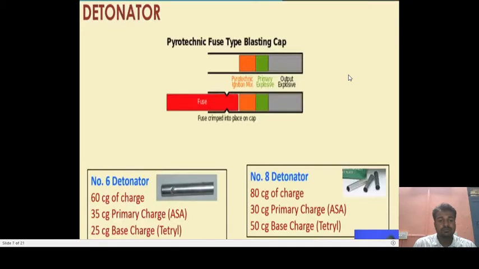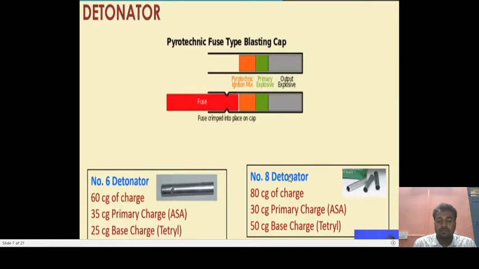Detonators are primarily of two types, number 6 and number 8. The number 6 detonator has 60 centigrams of charge: 35 centigrams of primary charge and 25 centigrams of base charge. This number 6 detonator will have less explosive material compared to the number 8 detonator. These are used based on the requirement of detonating energy required for the particular explosive where we are using it.